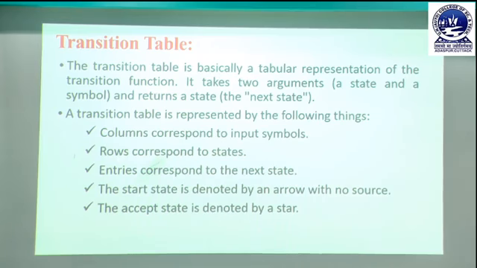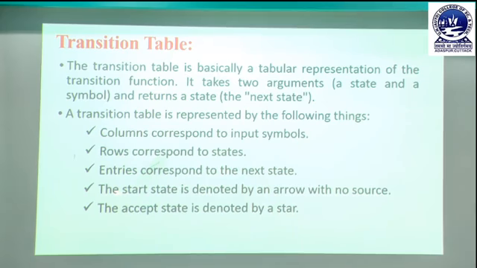Then we take the rows, which correspond to states. That means if a user wants to create new states, we create some rows, and in those rows we mention the states. If a user puts a specific input symbol, according to that input symbol we generate a new state, and that state must be mentioned in our rows, along with the different values of that input symbol. The third point is that entries correspond to the next state. Whenever the user puts a symbol, we create a new state, and that state is known as the next state of a transition diagram.